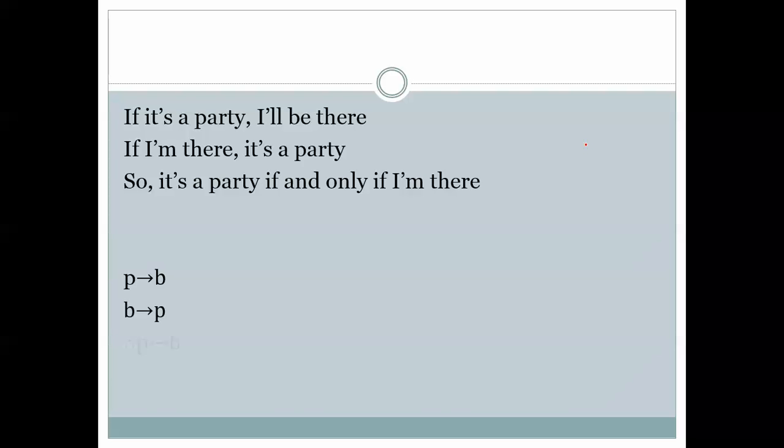Okay, so the way it looks is this. If P, then I'll be there. If P, then B. If I'll be there, then it's a party. If B, then P. Now remember, and therefore P if and only if B. Remember what I said, whenever you have these two things right here, it's equivalent to this one right here. So this is valid.